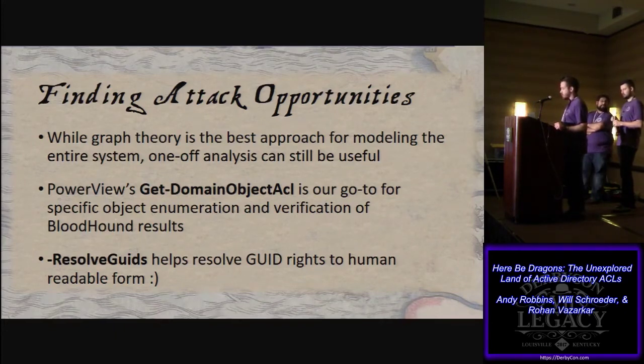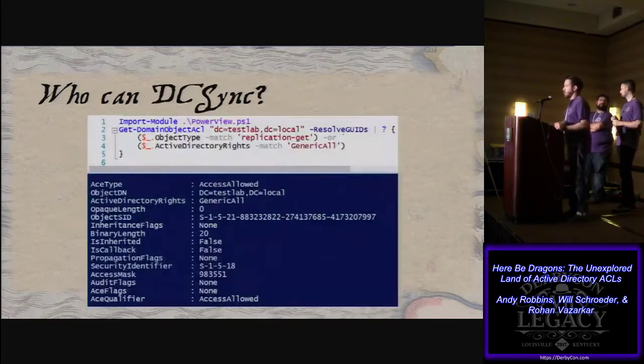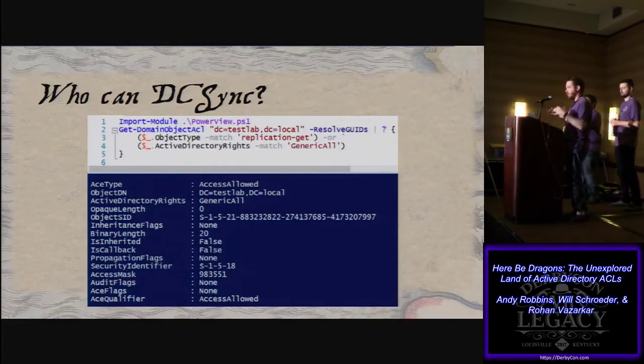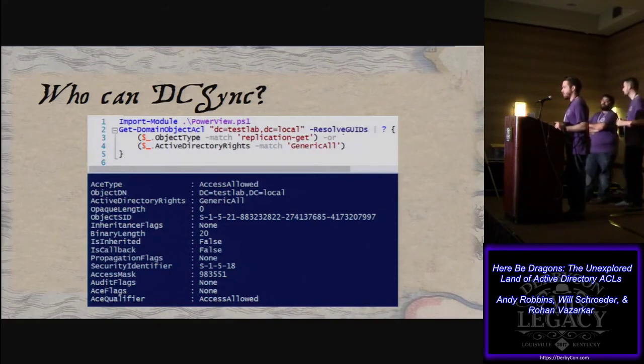So for example, who can DCSync? You can import PowerView, then run Get-DomainObjectAcl on the domain object itself, because a domain is actually represented as an object within itself. So DC=testlab,DC=local is the distinguished name for the domain. We're going to resolve the GUIDs, and then we're going to filter and say, show us where you have, for the ACE entry, the principal or trustee has replication rights or GenericAll rights.